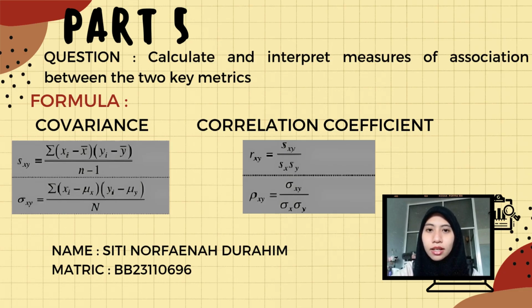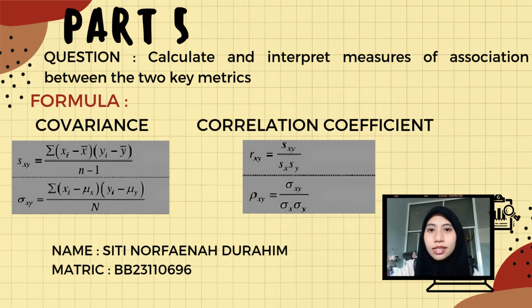I'll be presenting part 5, measure of association. In this section, we want to calculate and understand the relationship between two key metrics, which are customer satisfaction score and customer retention rates. Our goal was to find out whether there's a strong connection between how satisfied customers are and how likely they are to stay loyal to a business.